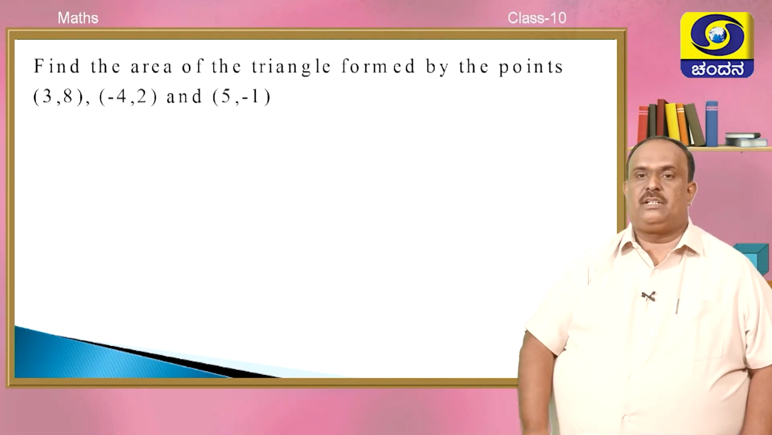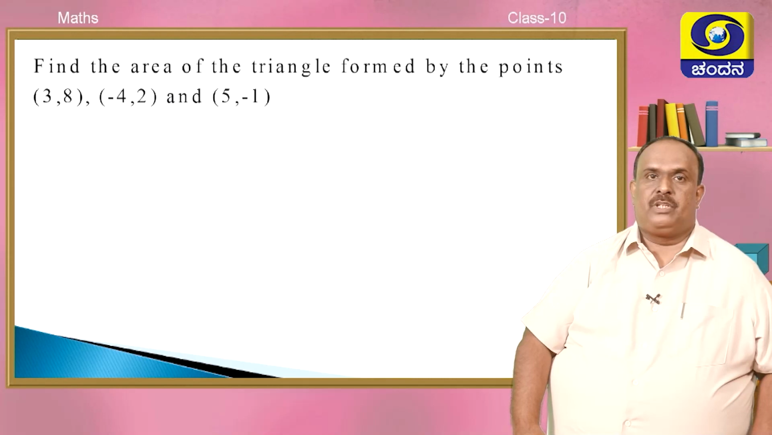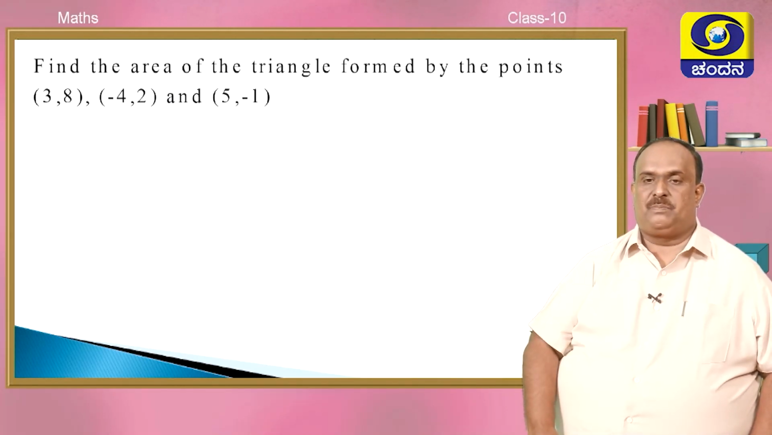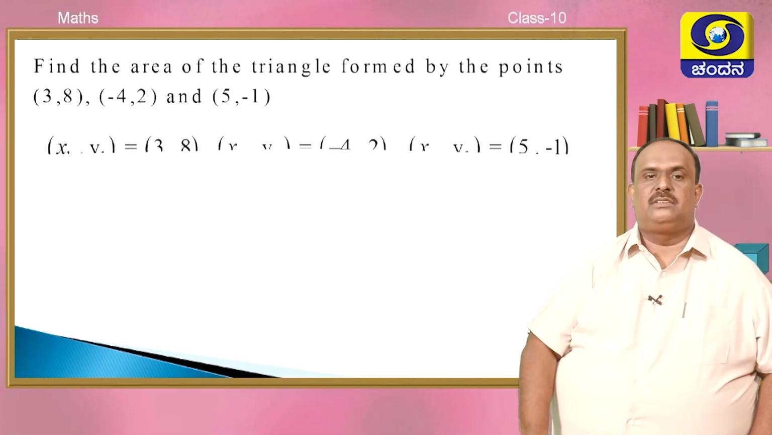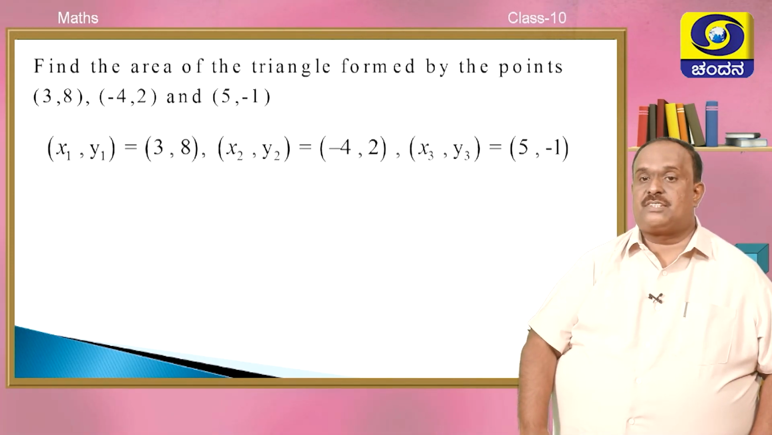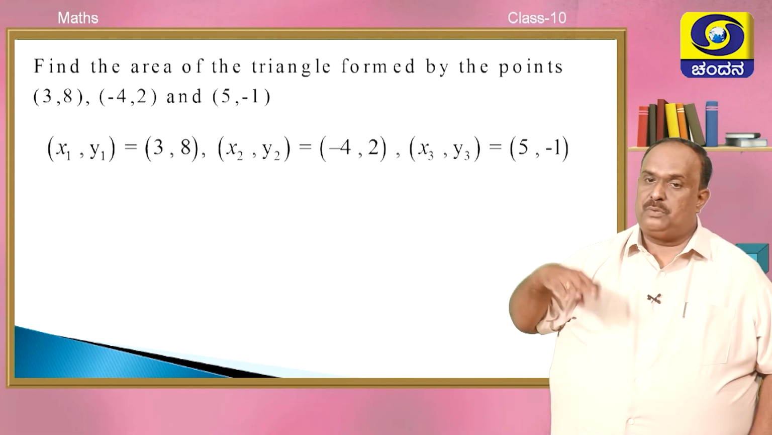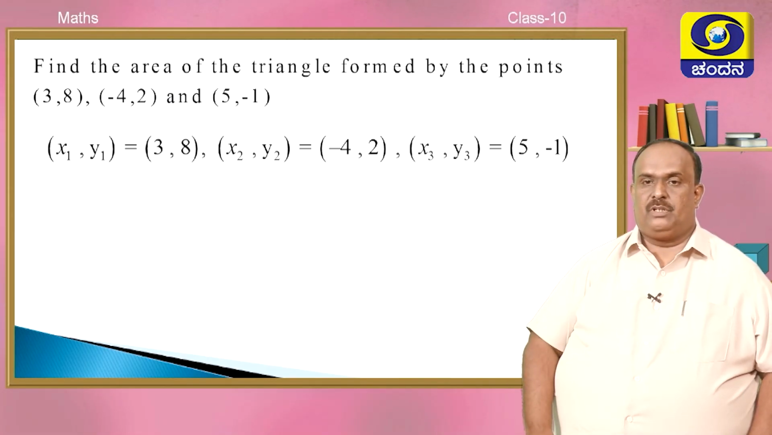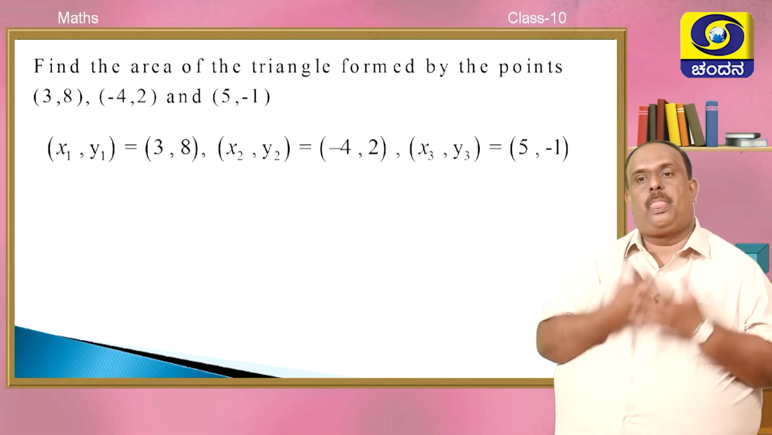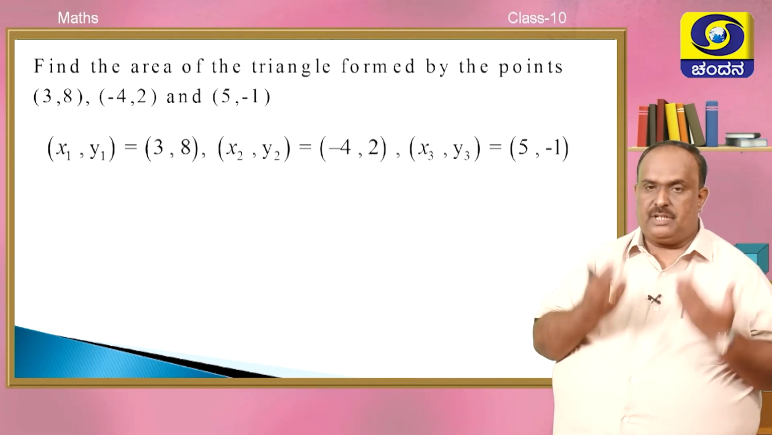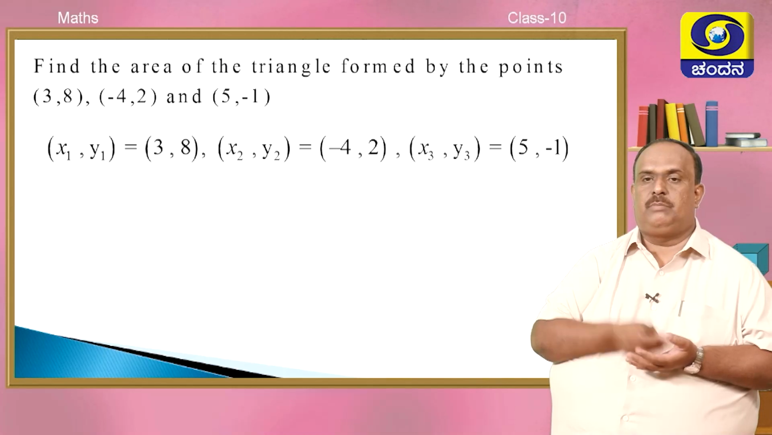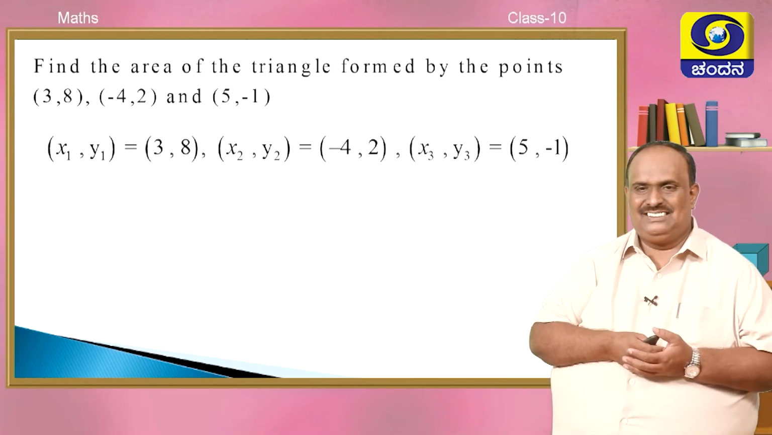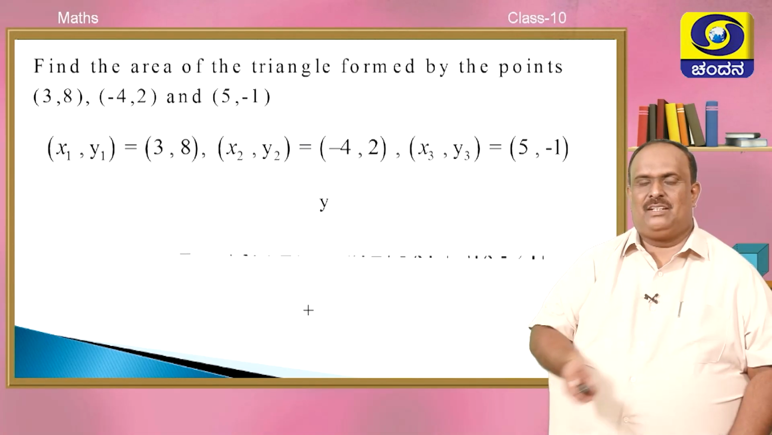Find the area of the triangle. 3 points are given to you: 3, 8; minus 4, 2; 5, minus 1. Write the data like this, or x1 equal to, x2 equal to, x3 equal to, y1 equal to, y2 equal to, y3 equal to. That is left to you. You write in your desired way, but write it correctly. Next, the formula.